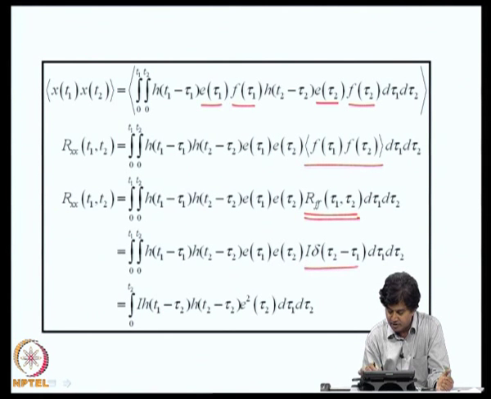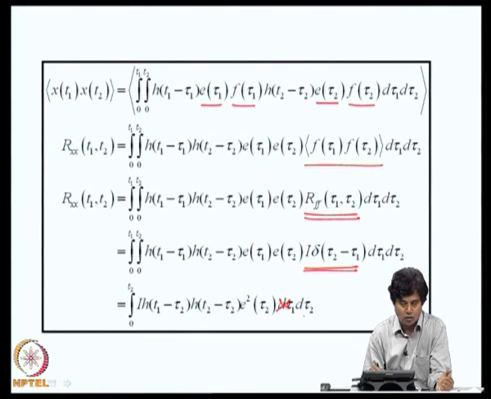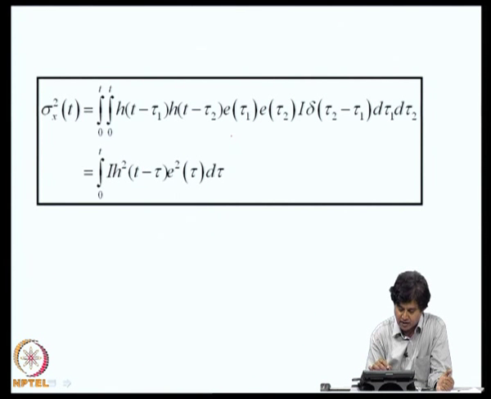This is nothing but I into delta of tau 2 minus tau 1, and again we can carry out one of the integrations by replacing tau 2 by tau 1, and we are left with an integration with respect to only tau 2. This again can be integrated if we know the model for e of tau 1, we can easily evaluate this integral. If you put t1 equal to t2, we get the expression for variance, and this is the expression for variance. Now, we have in the integrand not only h square of t minus tau, but also a multiple of e square of tau.